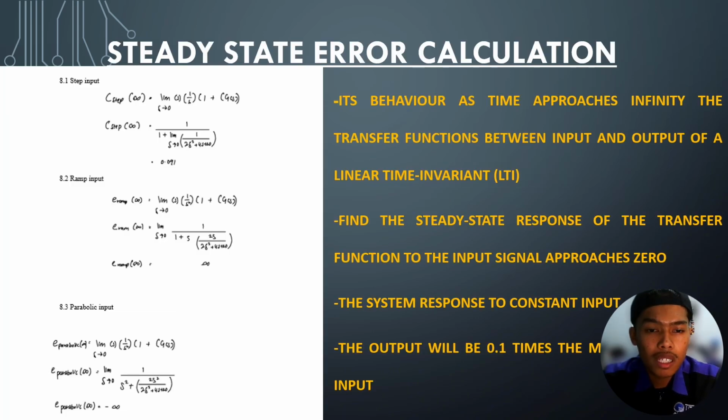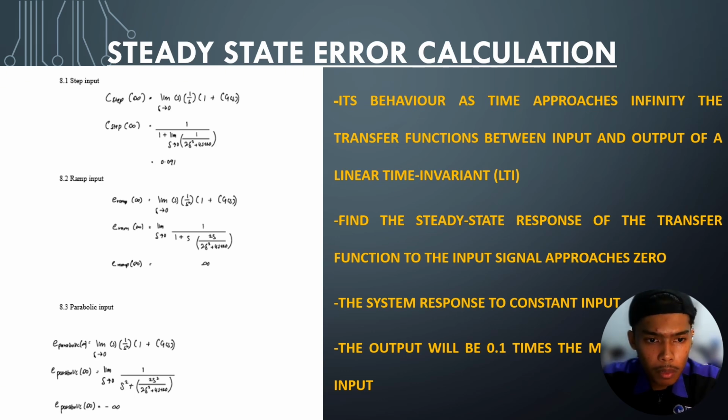Today I want to explain about the steady state error calculation. For step input, the formula is e step infinity equals the limit as s approaches 0 of s multiplied by 1 over s multiplied by 1 over 1 plus G(s). Inserting the values, e step infinity equals 1 over 1 plus the limit as s approaches 0 of 2 over 2s^2 plus 4s plus 20. The value is 0.091.